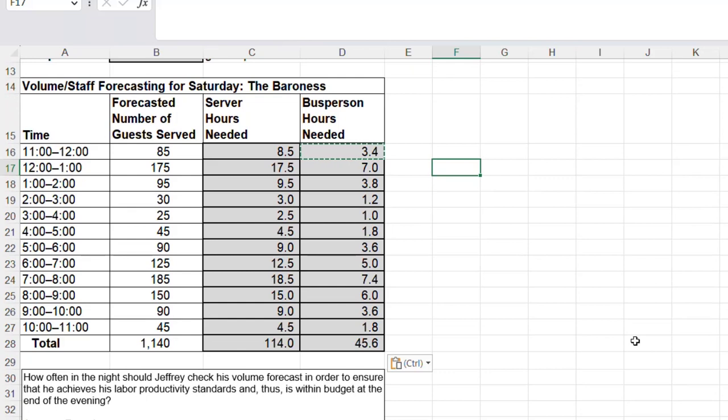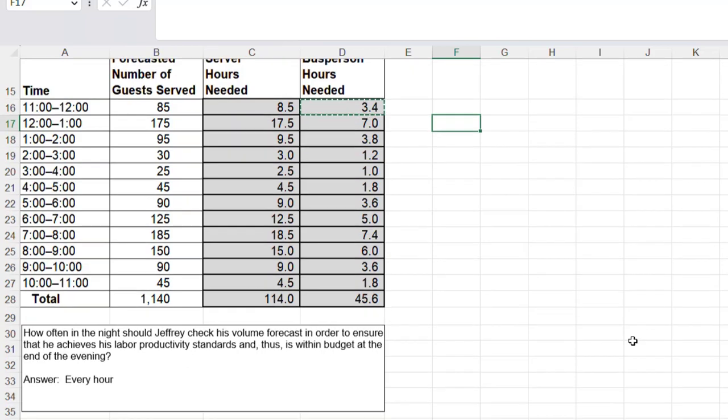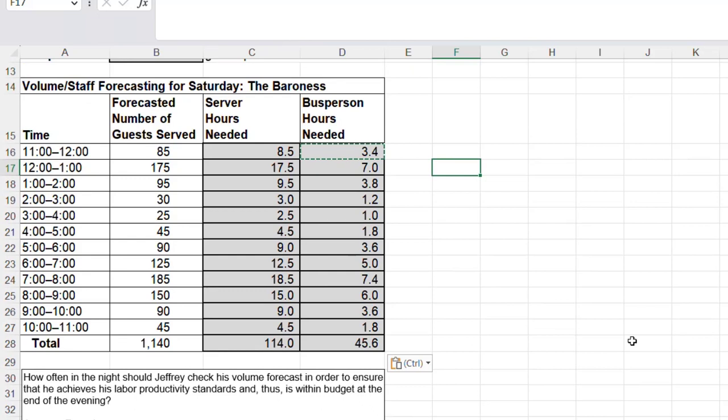So how often in the night should Jeffrey check this volume forecast in order to ensure that he achieves his labor productivity standards and thus is within budget at the end of the evening? We would check that every hour. And if you're doing a good job as a floor manager, you are checking your server stations to make sure that they're being completely utilized and responding to the level of service that you have there.